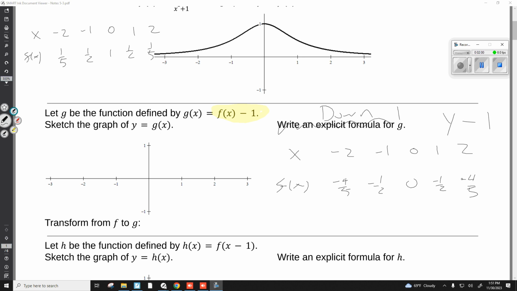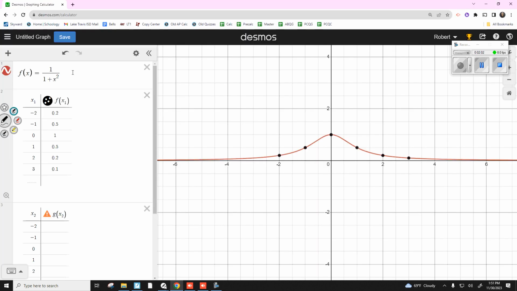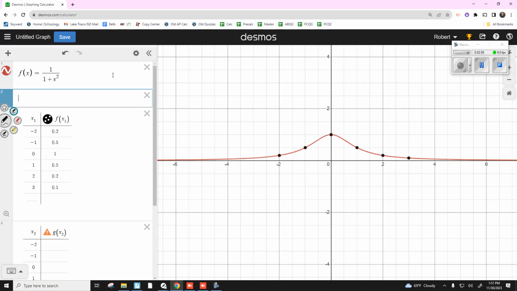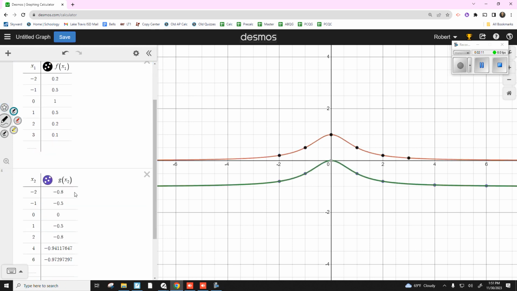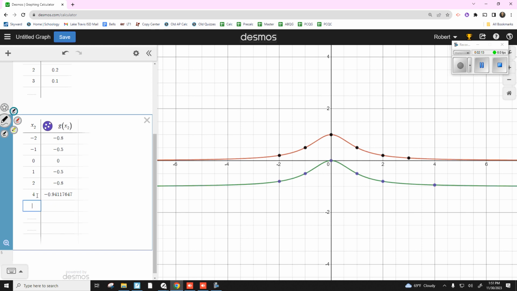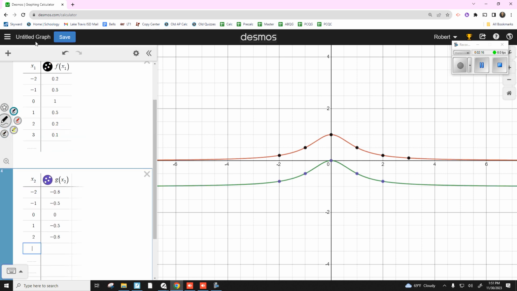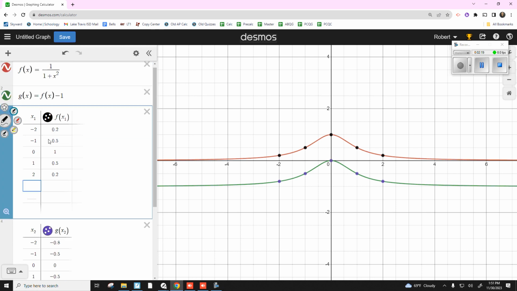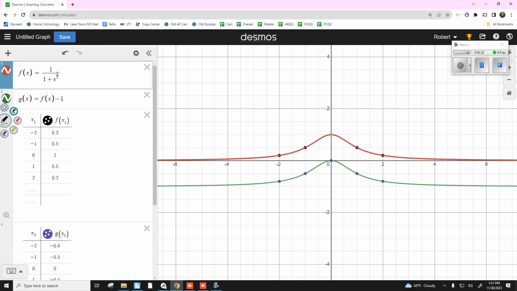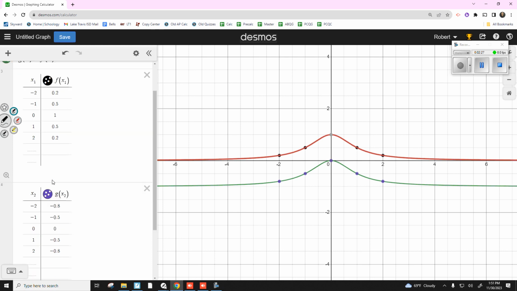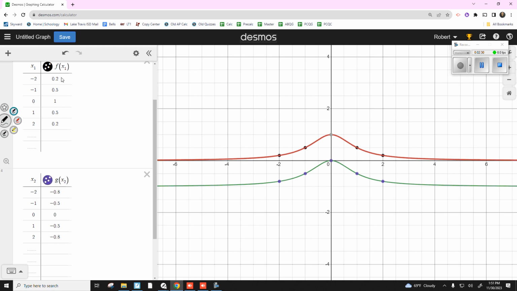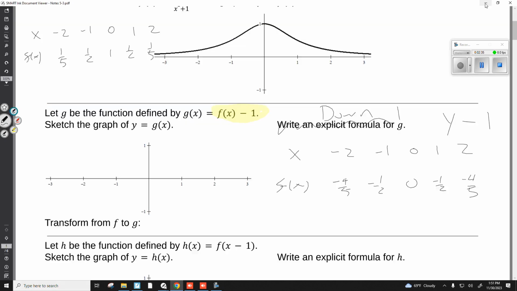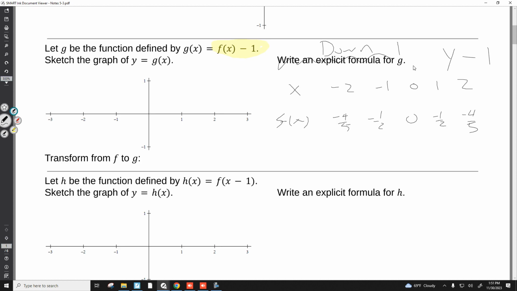We can see this. If we look at the table, here's f of x, here's g of x, which equals f of x minus 1. You can see my y-coordinates are the only ones that changed. For my original function, f of x, I have 0.2, 0.5, 1, 0.5, 0.2. I subtracted 1: -4/5, -1/2, 0, -1/2, -4/5. Adjust your points, and it might be easier to do the transformation.